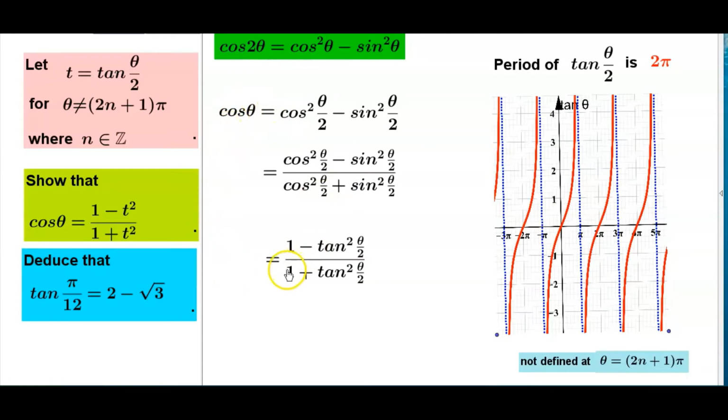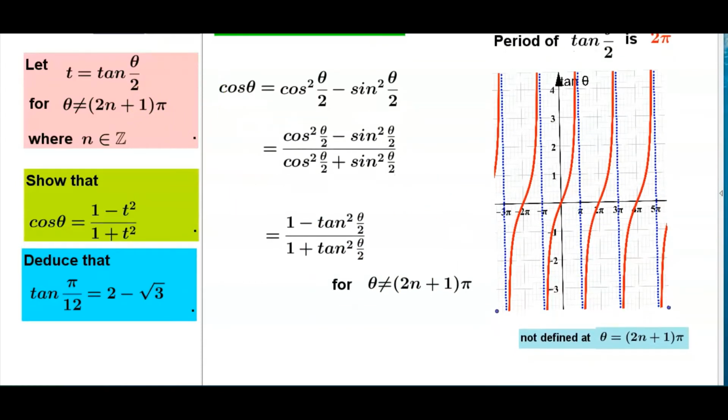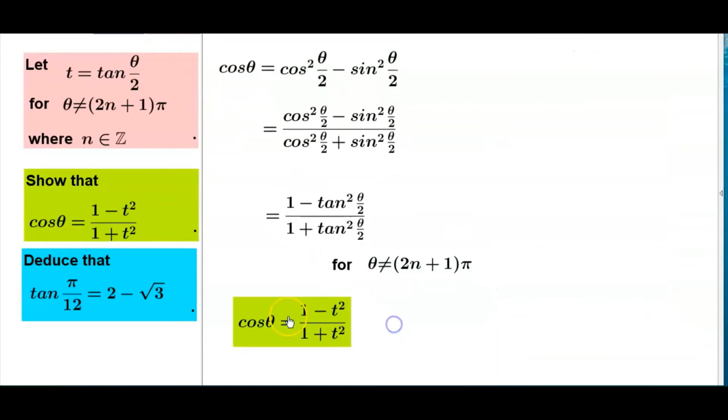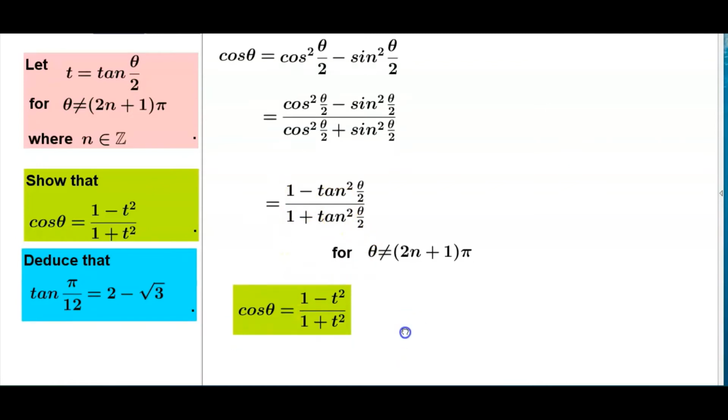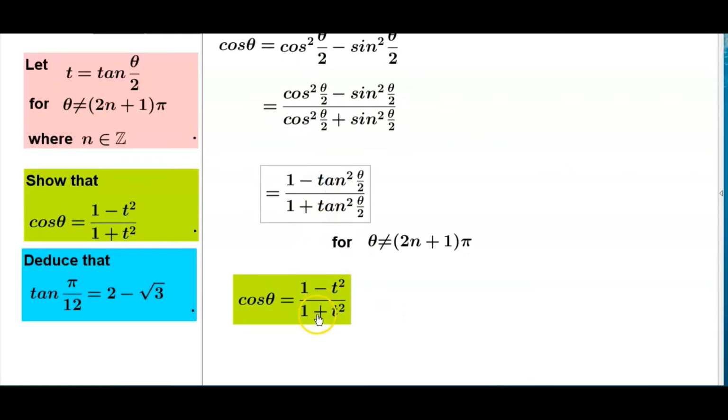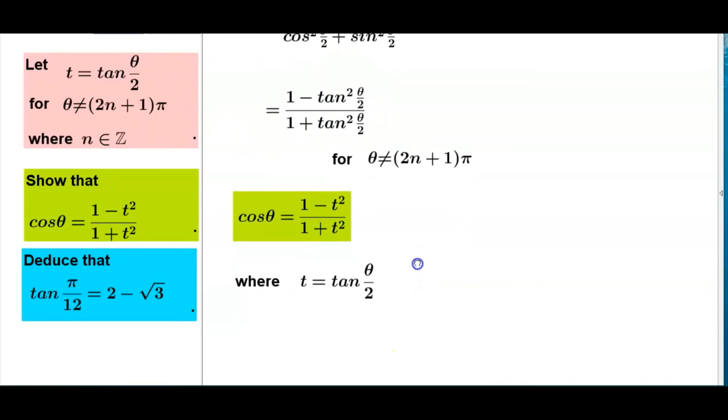Therefore, for the validity of the cos value, theta shouldn't take the values (2n plus 1) times pi. That is the meaning of this condition. Therefore, cos theta is equal to (1 minus t squared) over (1 plus t squared), where t is equal to tan theta by 2. So we proved the first part.